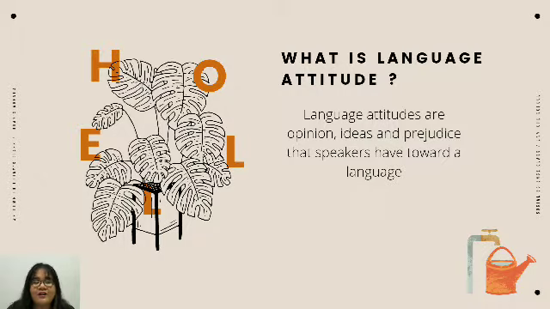So, first of all, what is language attitude? According to sociolinguists, language attitudes are opinions, ideas, and prejudices that the speakers have towards a language. In other words, it is how we act towards a language. It can be a positive attitude and it can also be a negative attitude. There are a few examples that I will explain after this regarding both positive and negative attitude towards a language.